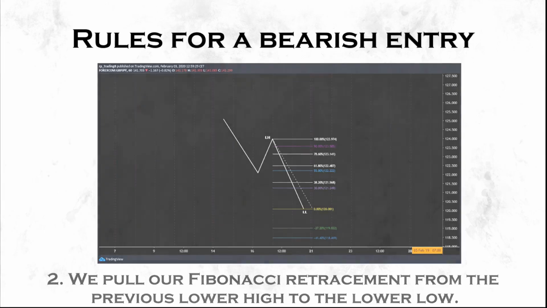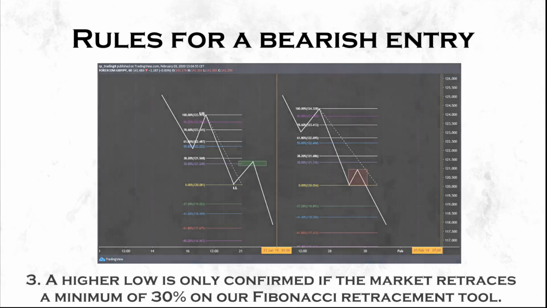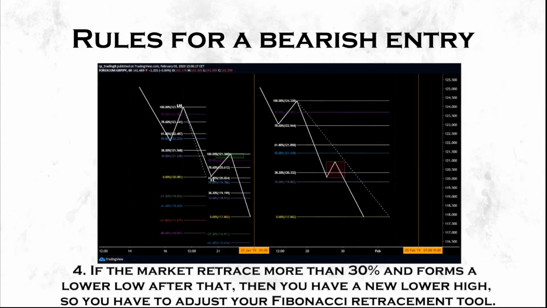The third rule is a lower high is only confirmed if the market retraces a minimum of 30% on our Fibonacci retracement tool. And rule number 4 is if the market retraces more than 30% and forms a lower low after that, then you have a new lower high, so you have to adjust your fibs.